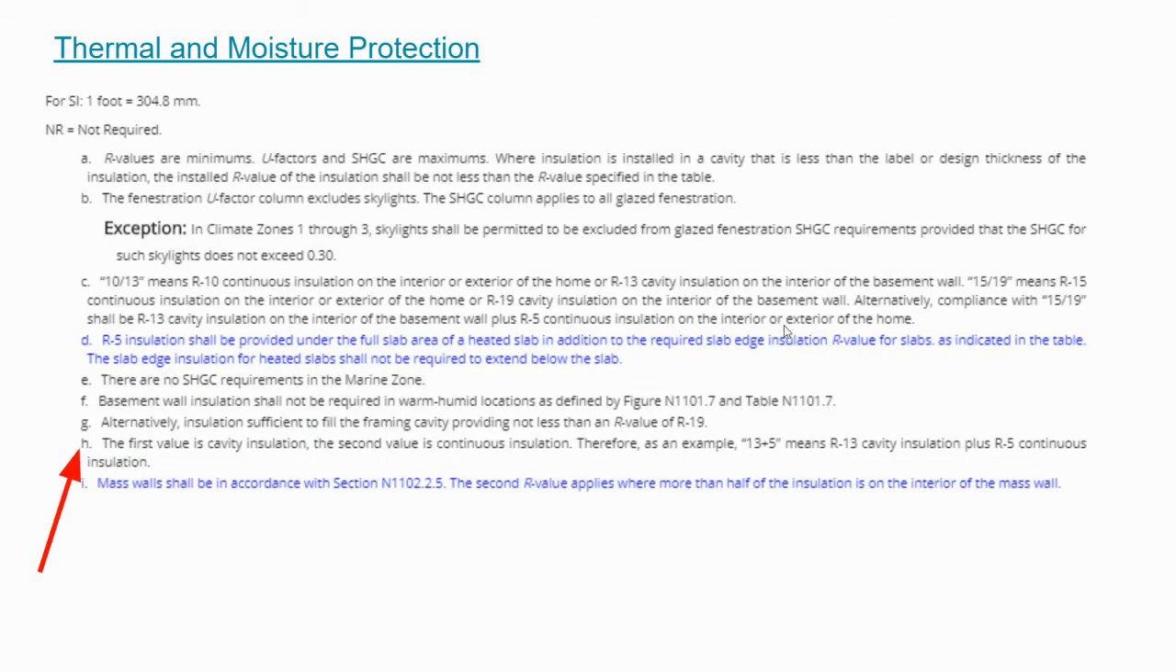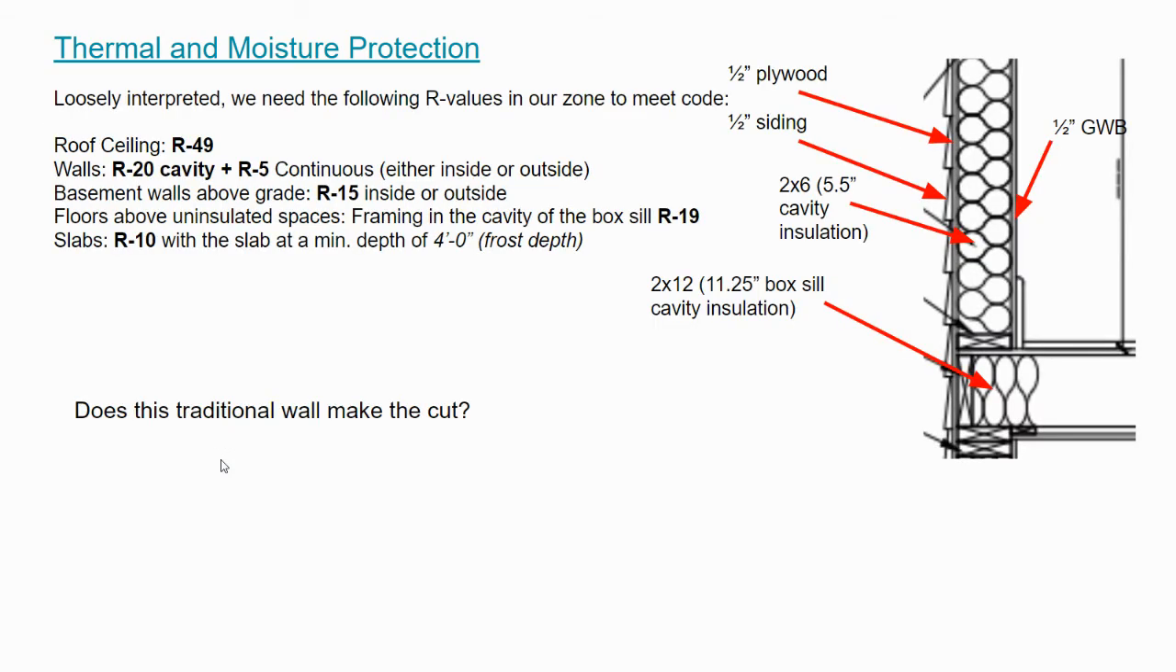So if we look at the next thing, this H is explaining that the first R value is in the cavity insulation. The second R value is continuous insulation. Therefore, as an example, 13 plus 5 means R13 cavity insulation plus R5 continuous insulation. And that R5 continuous insulation can be put either on the inside or the outside of the wall. So there's a lot to it, but I really just want all of you to kind of have an understanding. So if somebody's talking to you about R values or U factors, you're not going to be like, what's that?